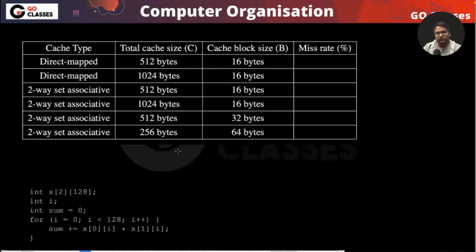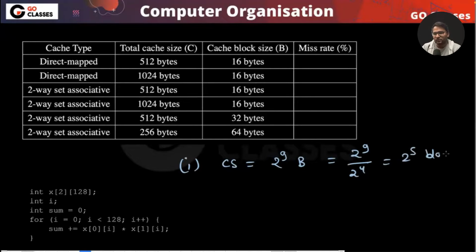Let's solve the first question, where the cache size is given to be 2 power 9 bytes. How many blocks are there? 2 power 9 divided by 2 power 4, which means 2 power 5 blocks. And since the block size is 16 bytes, how many elements can it have? 4 elements, right? Each block can have 4 elements.